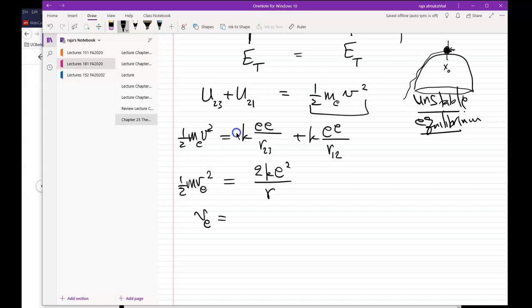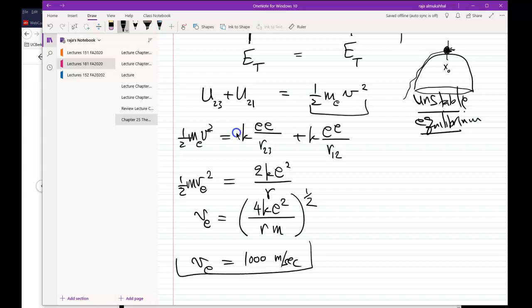Solving for v_e, that will be equal to the square root of 4k e squared over r m. I hope I'm not messing it up. I think it's all right. And then we just calculate that. You see what I'm saying? And the answer in the book is 1,000 meters per second. Okay, let me do it very quickly. It doesn't look like my answer matches his, I mean the expression. Let me calculate. I still believe my answer is fine.